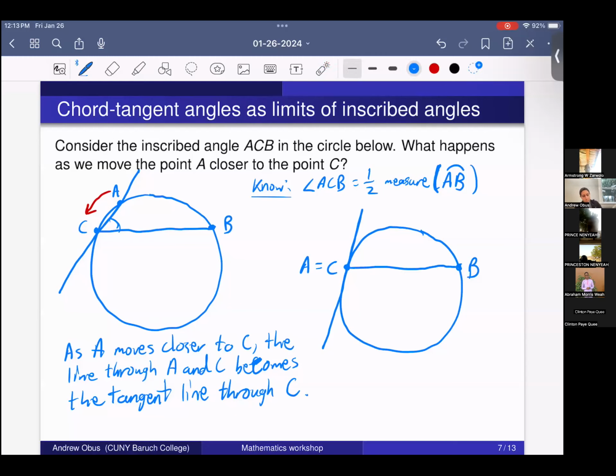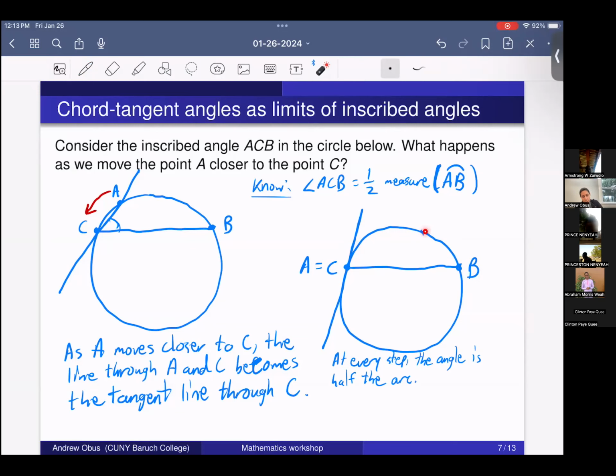That's the same as before. And so what we know is that at every step, the angle is half the arc, right? And everything here is continuous, right? The angle is continuously growing. The arc is continuously growing. So at every step before A gets to C, the angle is half the arc.